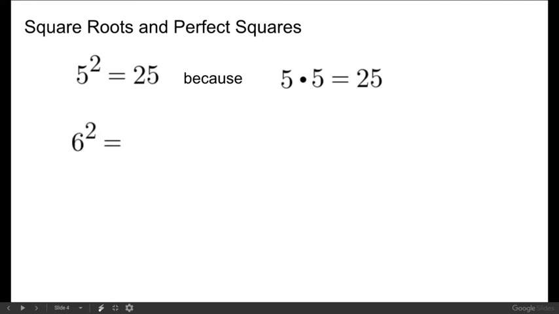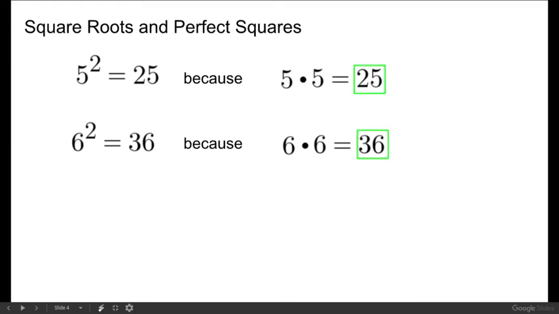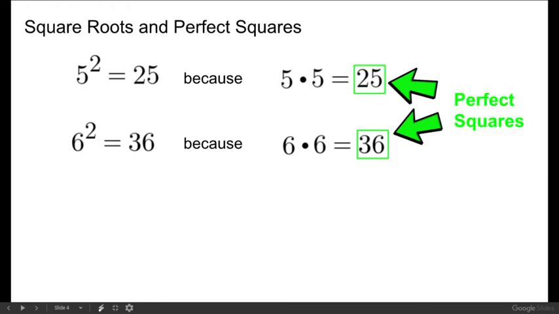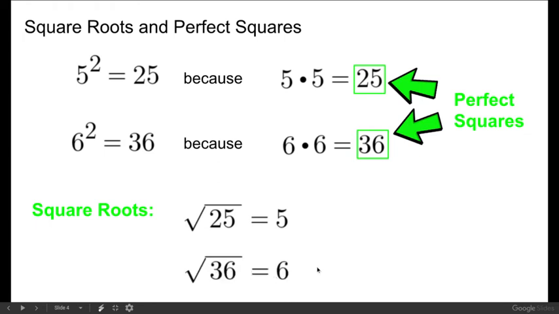And then 6 squared. 6 squared is 36. Why? Because 6 times 6 is 36. So these two numbers, 25 and 36, the answers that we get, are called perfect squares. Whenever we do a square root, it is the opposite of squaring. So instead of doing 5 squared and getting 25, it goes the other way around. The square root of 25 gives you 5, and the square root of 36 gives you 6.